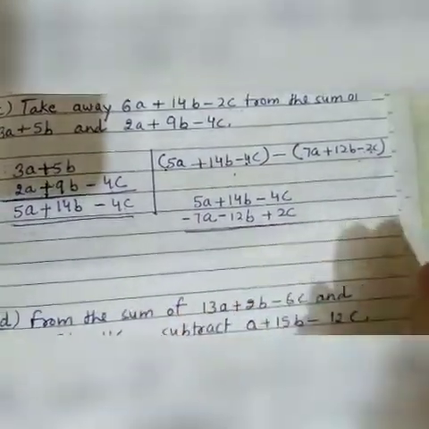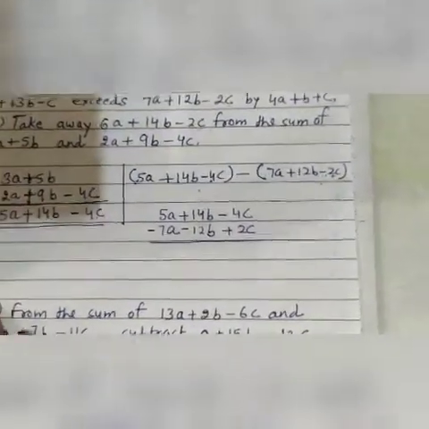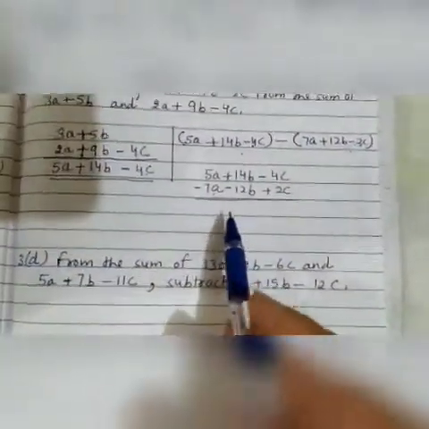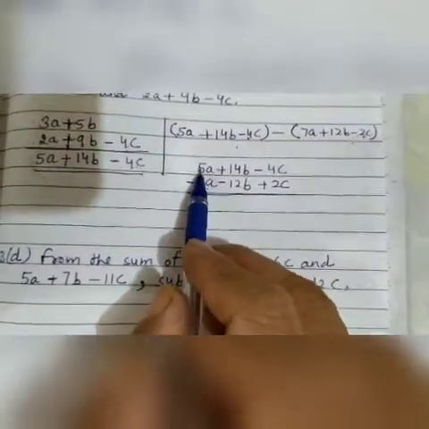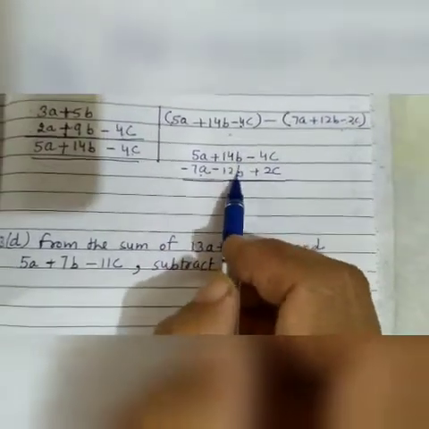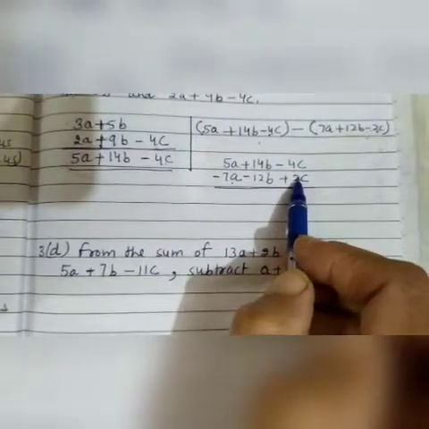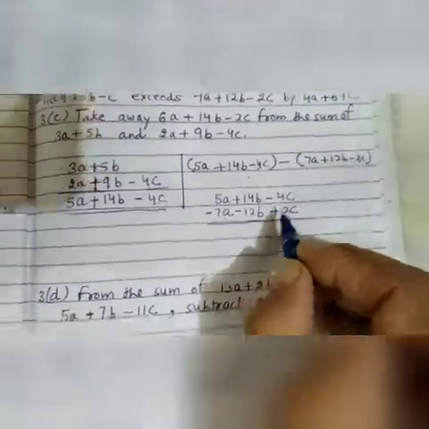And students, one more thing, always be careful when you write these terms. We have to write like terms below each other: 5a and 7a, a will be written below a, b below b, c below c. I have already explained this earlier. So now we will simplify it using this rule.